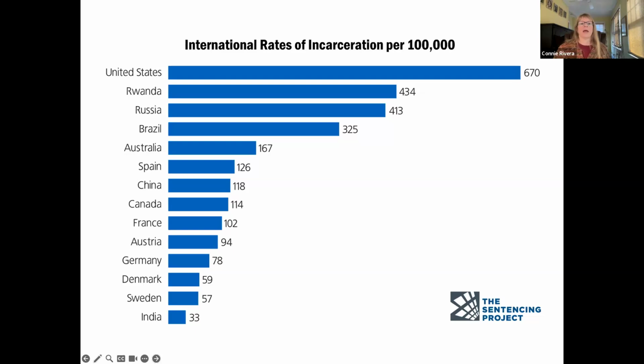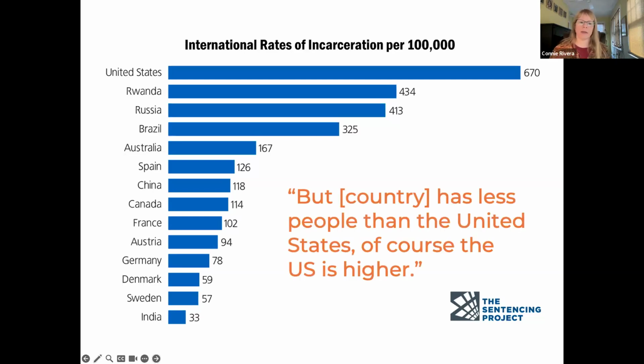There we go. All right, this is our complete graph. Incarceration rates, international rates of incarceration per 100,000. So I often hear something like this: but wait a minute, that country, whichever one they're pointing out, has fewer people than the United States. So of course the US is higher. What could you say in response? What do you think?